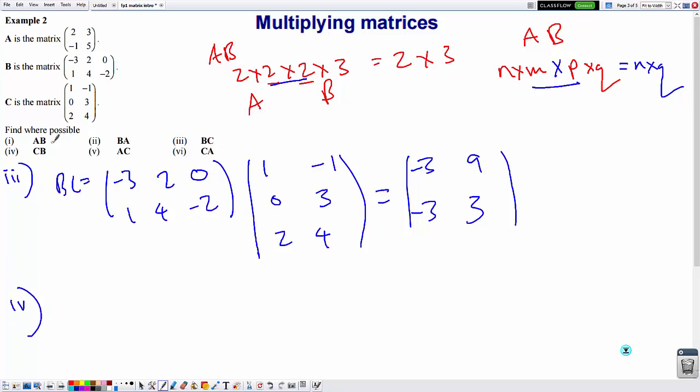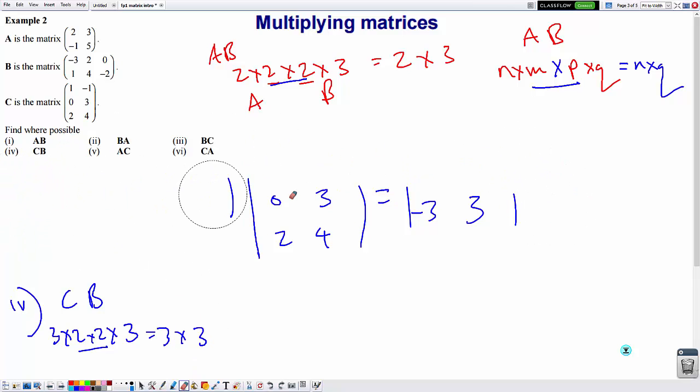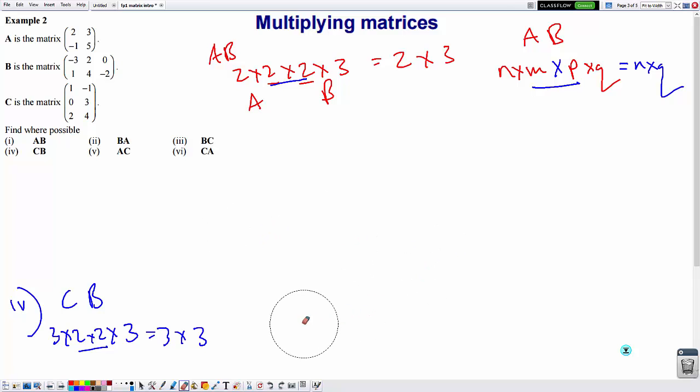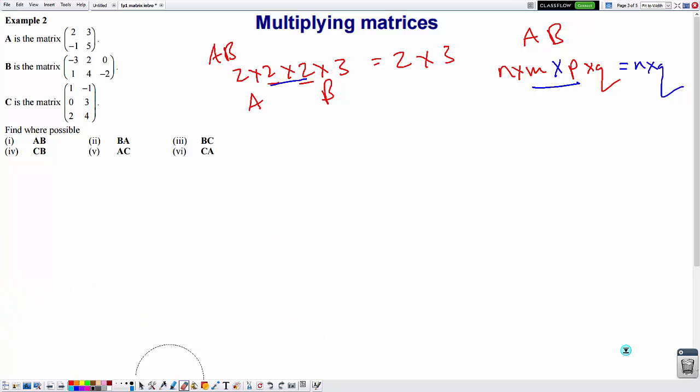Let's look at CB. Let's work out if we could do C times B. Well, C is a 3 by 2. B is a 2 by 3. They match, so we can work it out, and our answer is going to be a 3 by 3. So this one's going to be quite big. Okay, so let's do this. I'm going to get rid of BC, because this is a video. You shouldn't need it anymore. You can just pause if you needed that answer. So we should get a 3 by 3 matrix when we do CB.